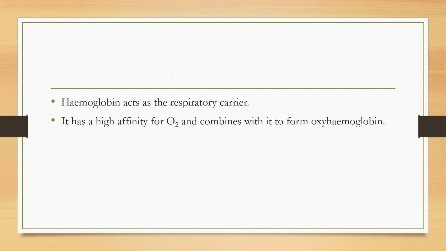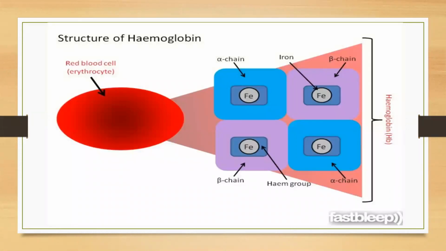Now, what exactly is hemoglobin? Hemoglobin is a red colored iron containing pigment present in the RBC cells. That is why hemoglobin is called a respiratory carrier. Here we have a structure of hemoglobin.